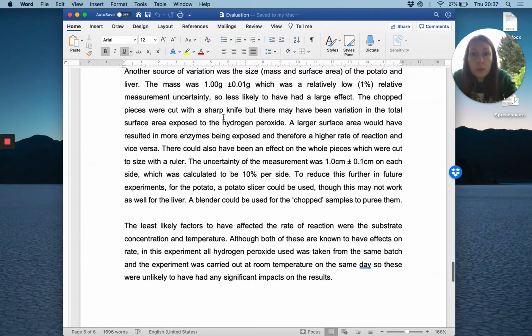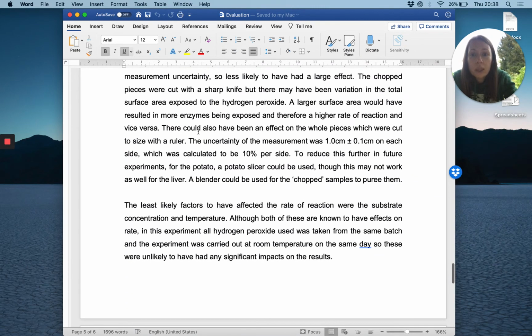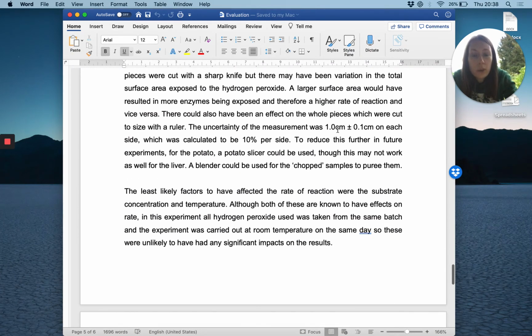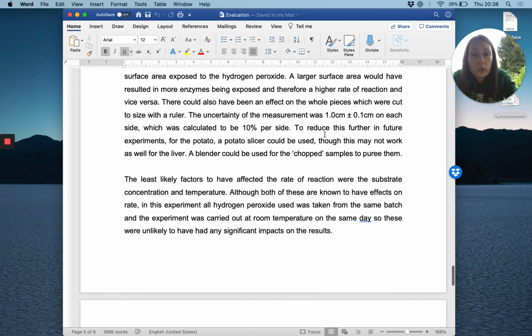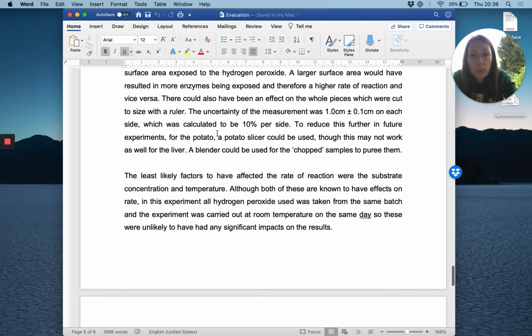The chopped pieces were cut with a sharp knife, but there may have been a variation in the total surface area exposed to the hydrogen peroxide. And then an explanation: a larger surface area would result in more enzymes, and vice versa. There could also have been an effect on the whole pieces, which were cut to size with a ruler. The uncertainty of the measurement for the ruler, for measuring the cut pieces, was 1 centimeter plus or minus 0.1, which is slightly higher. To reduce this further in future experiments for the potato, a potato slicer could be used, but this may not work as well for the liver. And a blender could be used for the chopped samples to puree them.